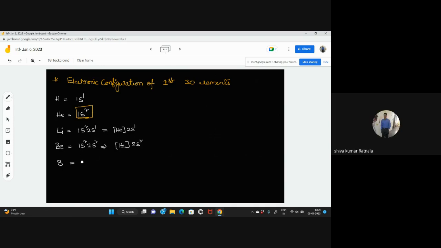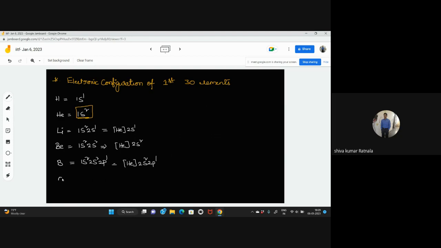Boron atomic number is 5. So the configuration will be 1s2, 2s2, 2p1. Why are we not writing 1s2, 2s3? Because in the s orbital the maximum number of electrons is 2. As we have discussed, in s the maximum is 2, whereas in p it can be 6, in d it can be 10, right? So we can write helium core 2s2, 2p1, isn't it?